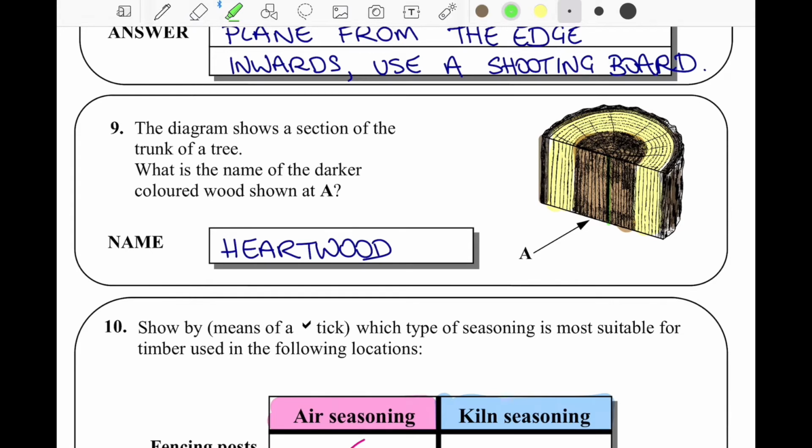So the name of it is the heartwood, and just while we're at it, the sapwood is the name of the yellow section. It contains the sap. It is the alive section. There it is. So this part here is the sapwood, and this is the heartwood.